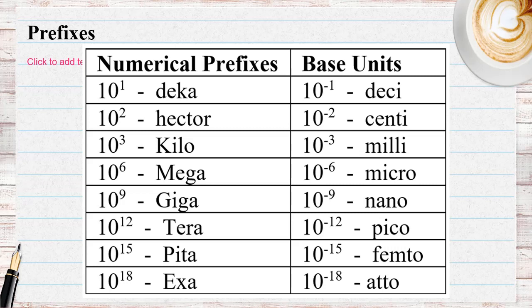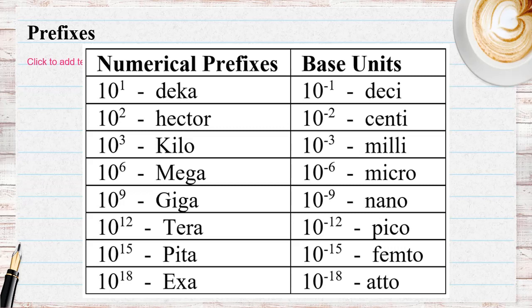Prefixes. Numerical prefixes. 10 raised to 1 is deca. 10 raised to 2 is hecto. 10 raised to 3 is kilo. 10 raised to 6 is mega. 10 raised to 9 is giga. 10 raised to 12 is tera. 10 raised to 15 is peta. 10 raised to 18 is exa.